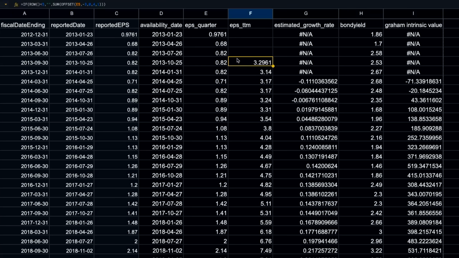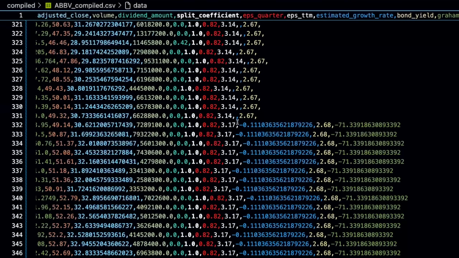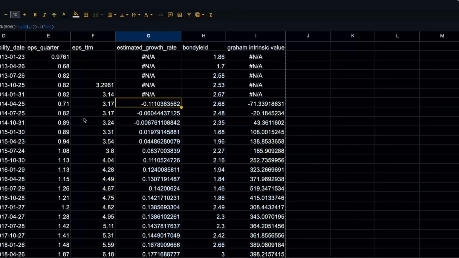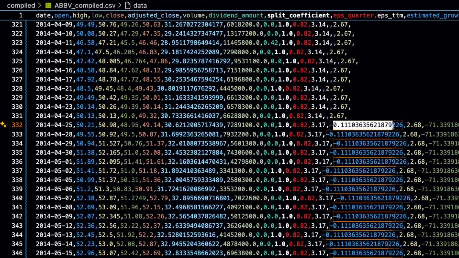I calculate myself the trailing 12 months earnings per share, the estimated growth rate, and then we can go over and say, okay, so the estimated growth rate calculated here is negative 0.11. Let's move over to our sheet and see if this is actually in agreement. Okay, perfect. So we have our first growth rate right here. This corresponds to a date of 2014-04-25. Okay, so that is exactly in agreement. The estimated growth rate agrees.